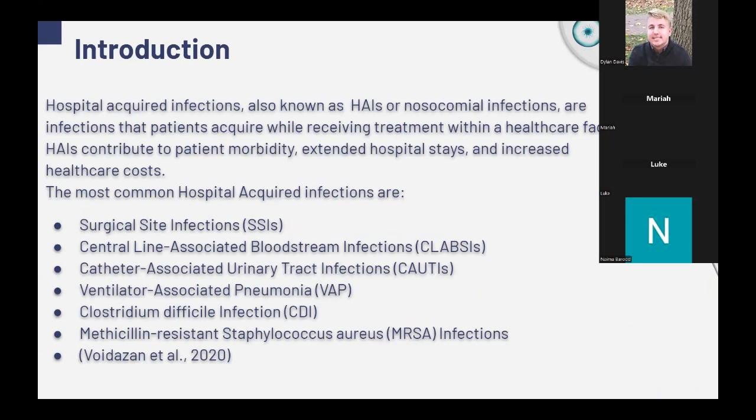And these are some of the most common ones: surgical site infections, central line-associated bloodstream infections, catheter-associated urinary tract infection, ventilator-associated pneumonia, the CDI, and MRSA. If these infections are not prevented, they can contribute to patient distress and functional disorder. In severe cases, they can even lead to disability or death.